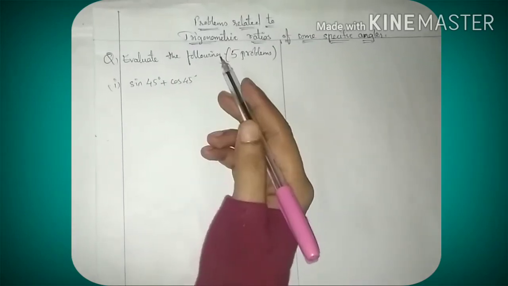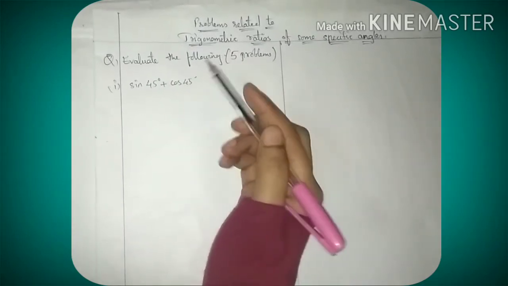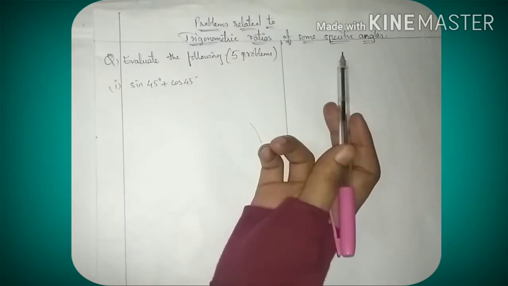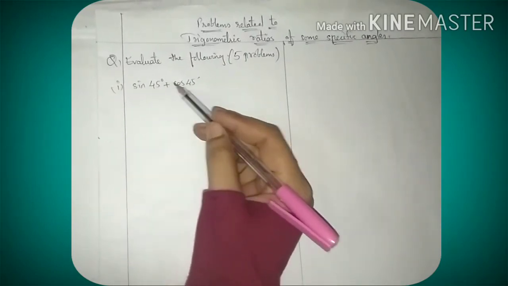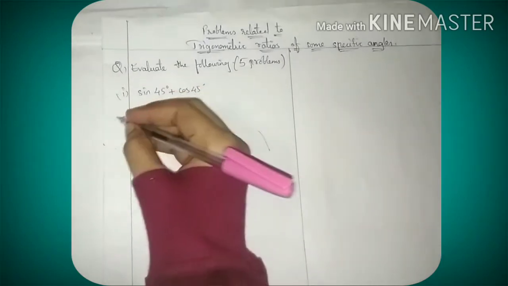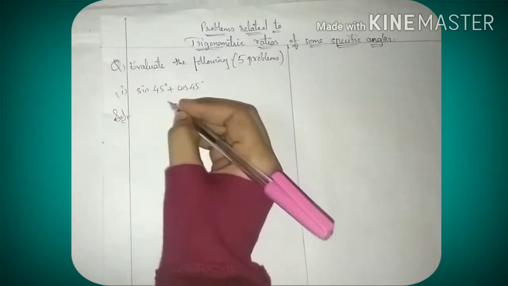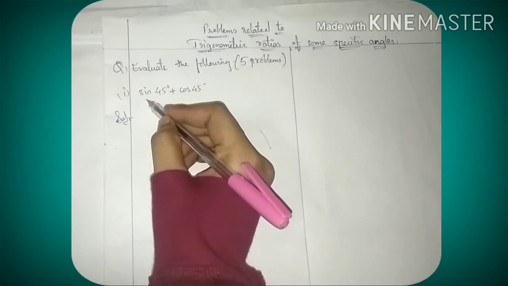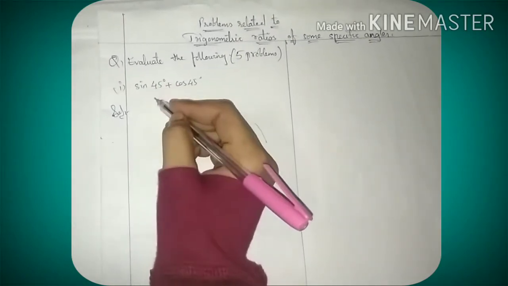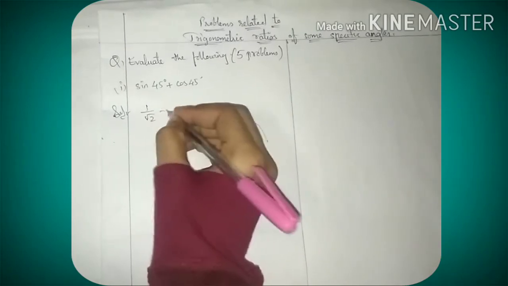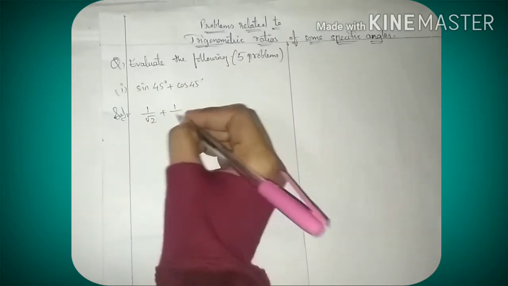Today we are going to solve 5 problems based on trigonometric ratios of some specific angles. So our first problem is sin 45 degrees plus cos 45 degrees. Here we have to substitute the values of the trigonometric ratios of angle 45 degrees. Sin 45 is 1 by root 2 plus cos 45 degrees is 1 by root 2.